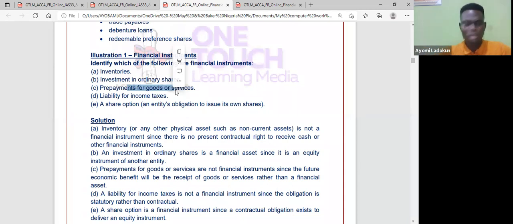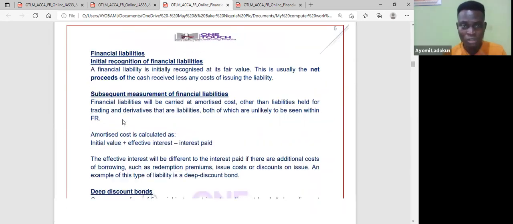Okay, so now liability for income taxes. Liability, did I have an obligation? It is statutory, okay? It is statutory rather than contractual. So obviously it is not a financial instrument. A share option, an entity obligation to issue its own share. That is a financial liability. So B and E are financial assets, all right? So that is that. So you need to be able to differentiate that.